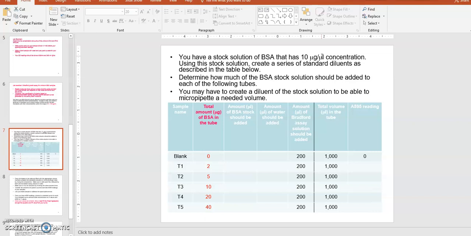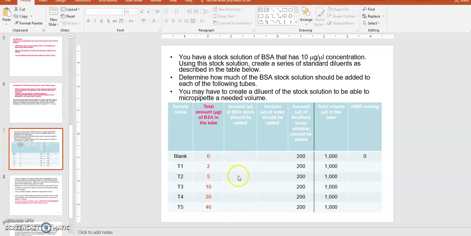Like you did in your endotoxin assay, you're creating multiple test tubes with different amounts of BSA protein. The first one will not have any BSA, just water only. The second tube will have a small amount of BSA, maybe 2 micrograms per milliliter. The next one will have 5 micrograms per milliliter, the third one will have 10, the fourth one will have 20, and the last one will have 40 micrograms per milliliter. That's the concentration. To create those serial dilutions, how much of your BSA stock solution do you need to add to each of these tubes?